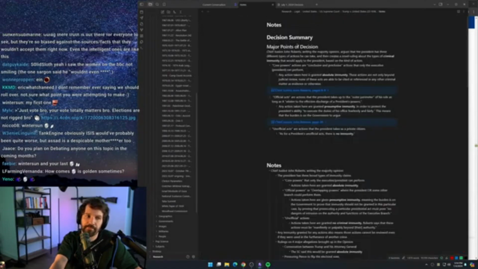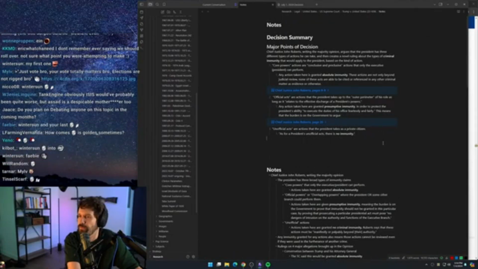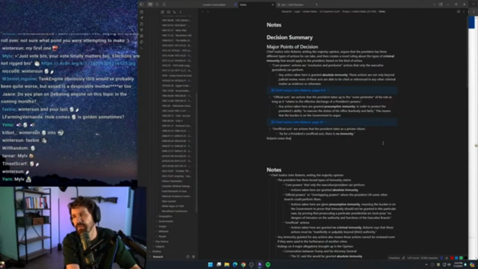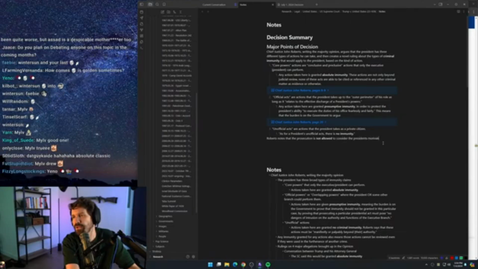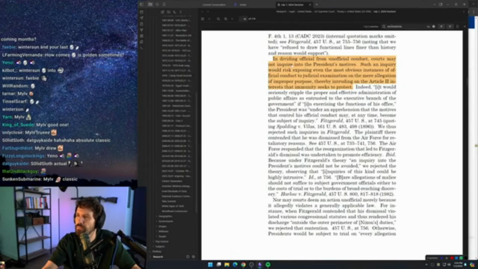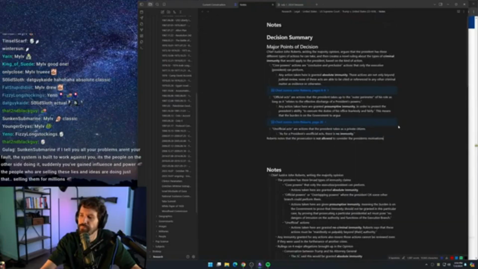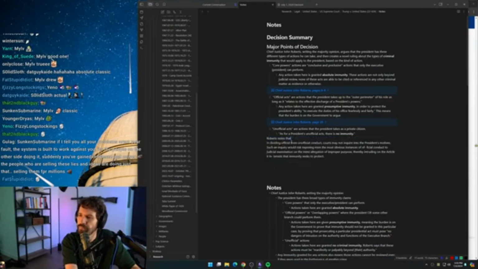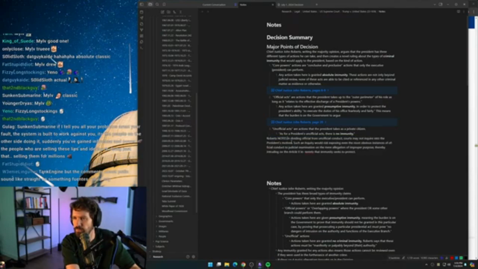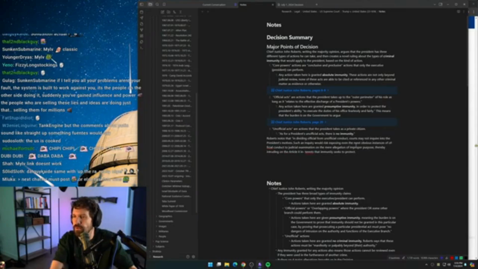Hold on. Let me write this point real quick. It notes that the prosecution is not allowed to consider the president's motivations. I'll just quote: Roberts notes that in dividing official from unofficial conduct, courts may not inquire into the president's motives.